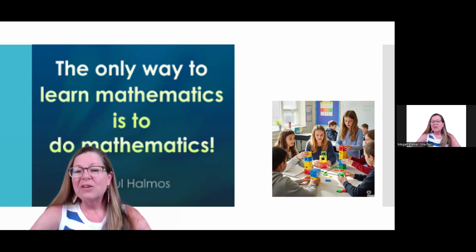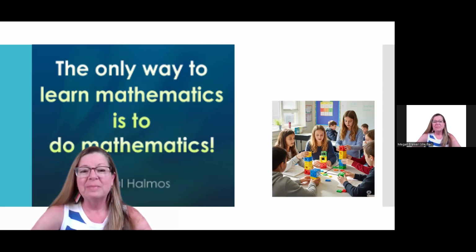By building a strong foundation in conceptual understanding through manipulatives, students are better prepared to tackle more complex mathematical concepts in the future, including those in algebra and beyond.